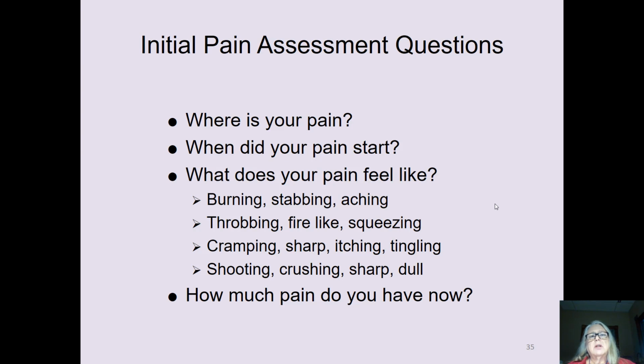So if they say, my stomach hurts, yes, honey, I understand your stomach hurts. What would you have to do to me to make me feel like you do right now? Well, I'd have to poke you with a knife, or I'd have to punch you in the stomach. That gives you a more clear idea of how much pain they're in, or the quality of their pain, I guess.